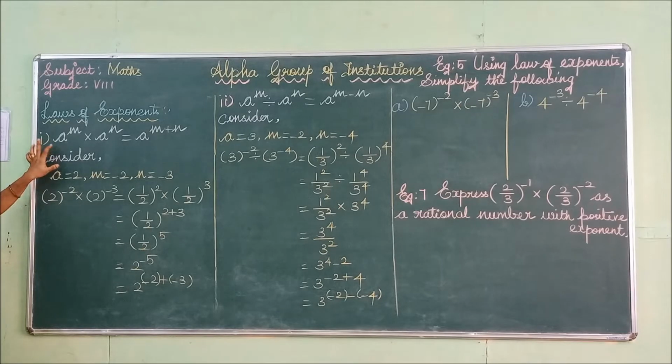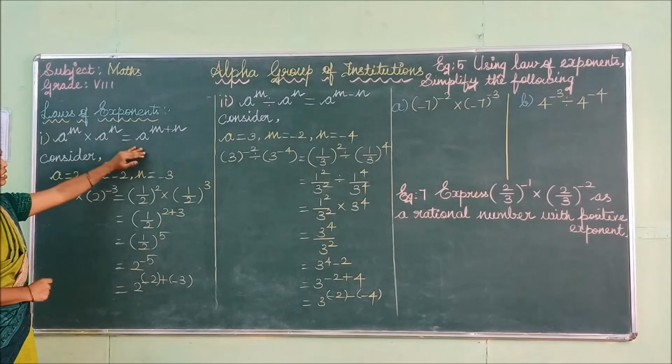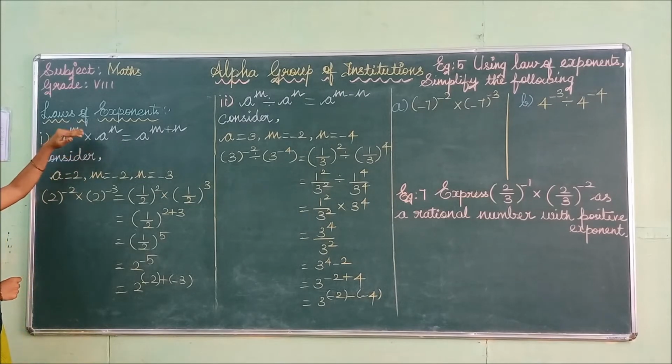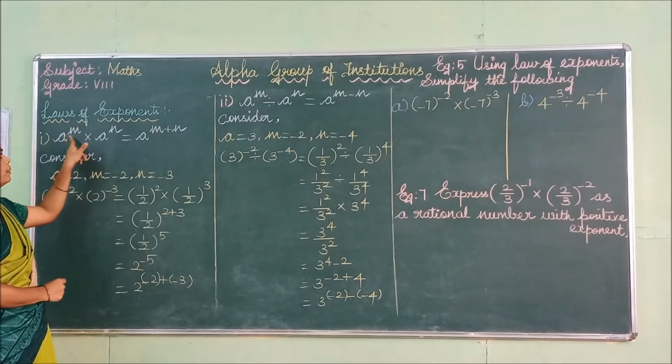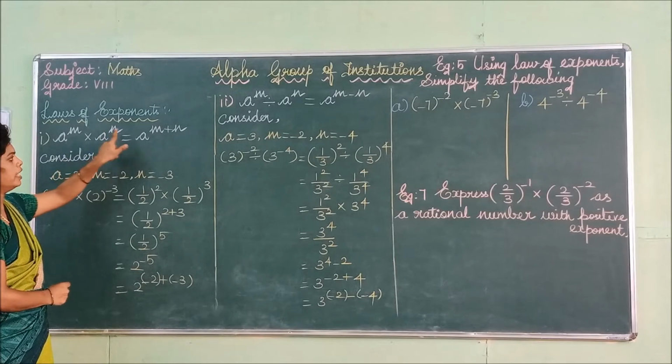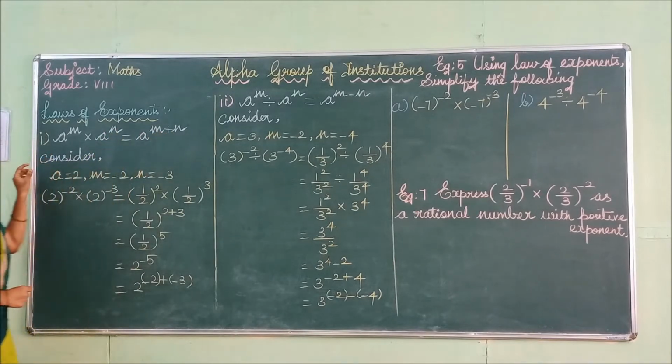So our first law is a power m into a power n. Look at the value. The bases are same. What is the base here? A is the base, and m and n are the powers of that a. A power m into a power n is equal to, if the bases are same, we can add the powers. So what are the powers? m and also n. M plus n. Now we take some example and check this property.